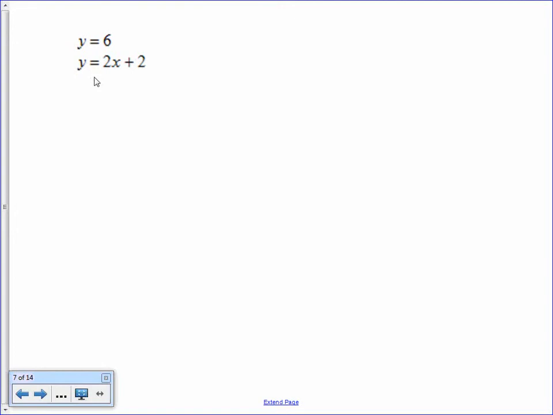So this next example, we got y equals 6 and y equals 2x plus 2. So once again, look at the equation that's solved for one variable, in this case, both of them. So we can put that 6 in for y. So 6 is going to equal 2x plus 2.